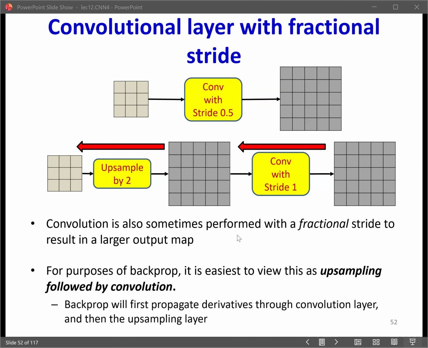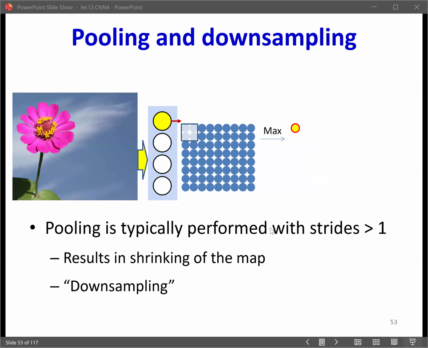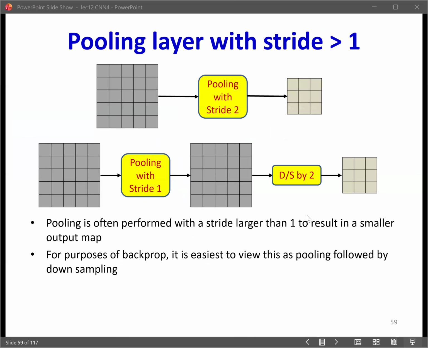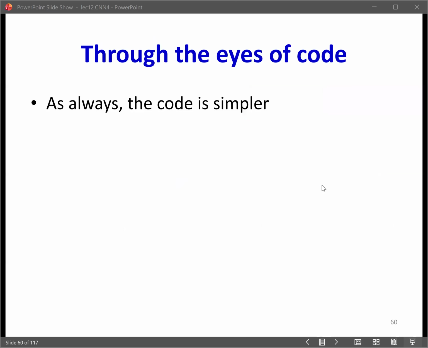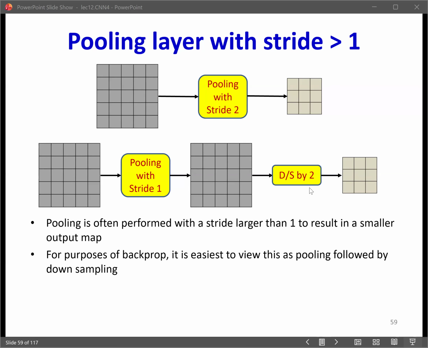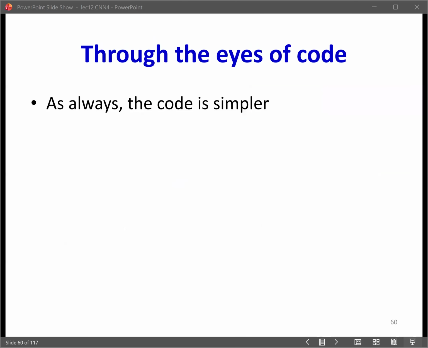Okay. So that was the boundaries. You have to keep track of sizes, that's all. So again, pooling is typically performed with strides greater than 1, which results in shrinking of the map, right? And so when you're pooling with a stride, it's convenient to think of it as pooling with a stride 1 followed by downsampling. And same thing, right? So that's the math.